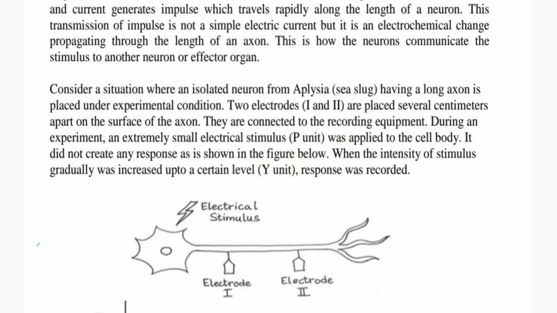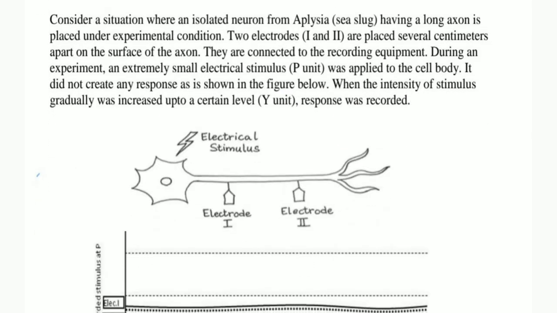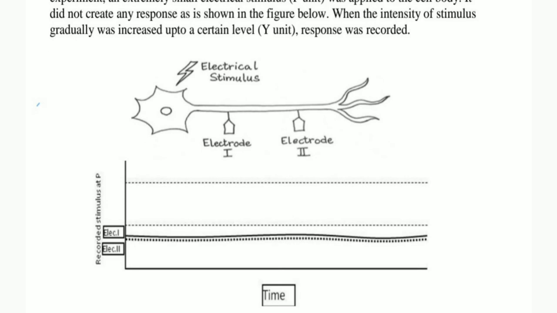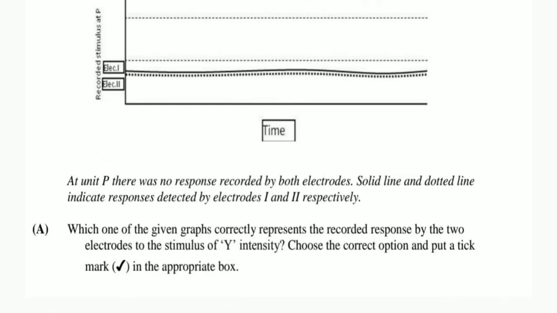When the intensity of the stimulus was gradually increased up to a certain level, that is your Y unit, then a response was recorded. So when the electric impulse is of the P unit, there is no recording, there is no response. But when it was increased up to the Y unit, a response was recorded. So this entire question is based on the concept of action potential.